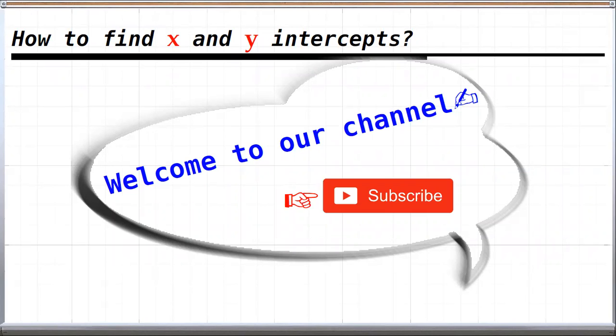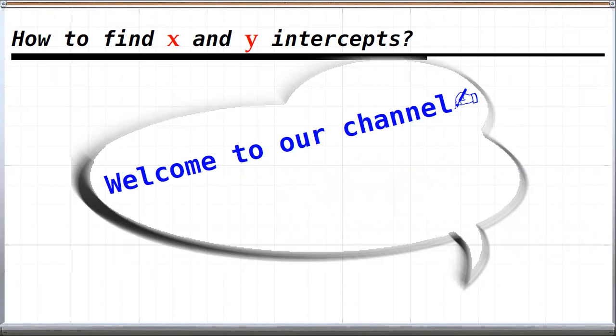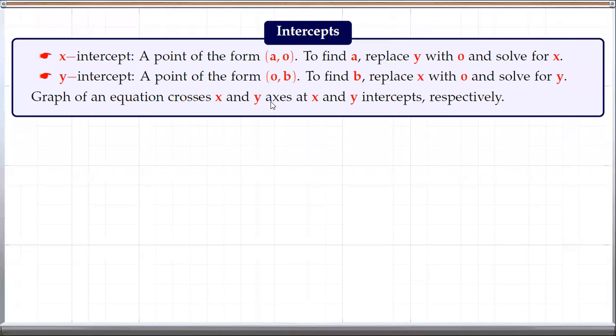In this video, we will look at how we can find x and y intercepts of a given equation. So first, let's define what we mean by x and y intercepts.